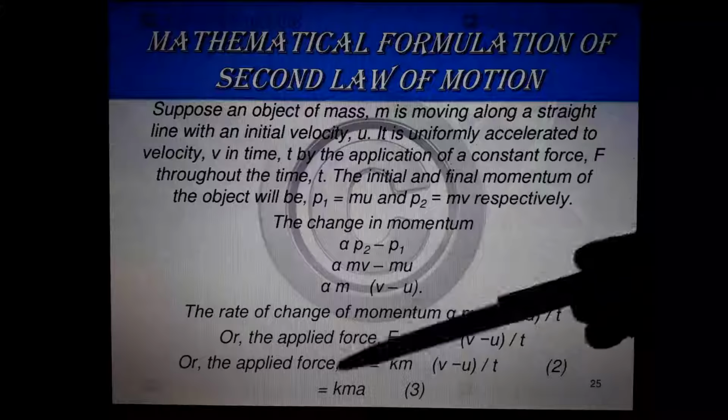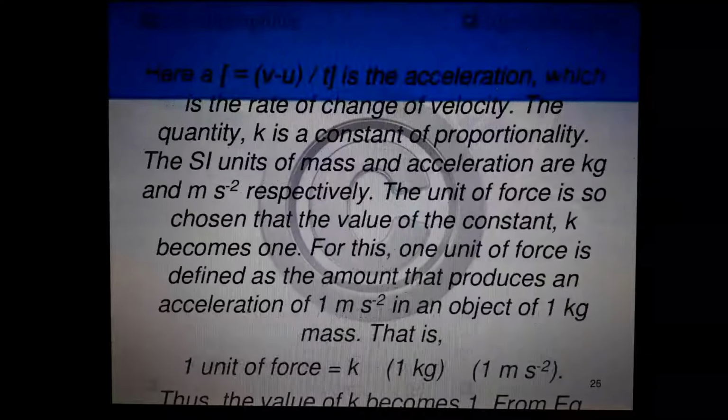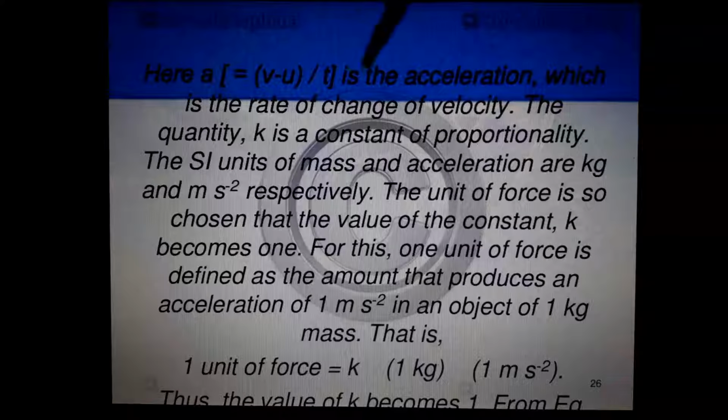proportional to ma, and this k is a constant, the proportionality constant. But how are we getting this equation F equals ma? Let's see here. Here a is equal to (v minus u) by t, the acceleration, which is the rate of change of velocity. The quantity k is a proportionality constant.